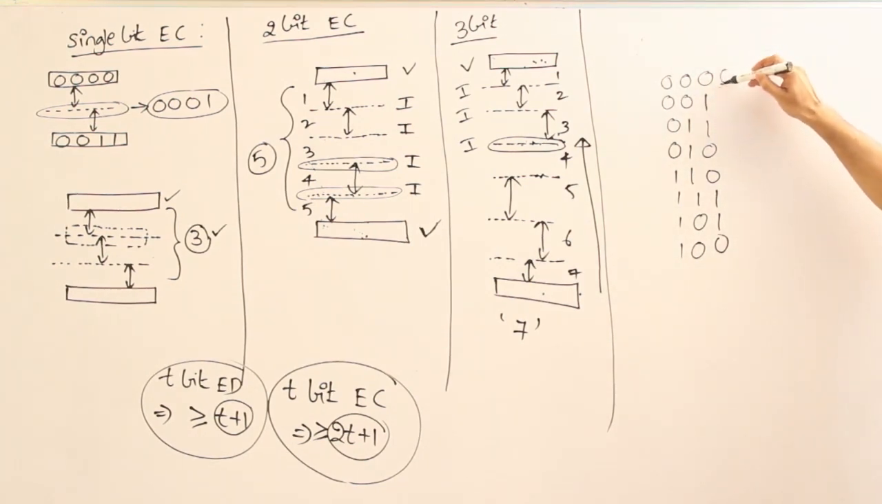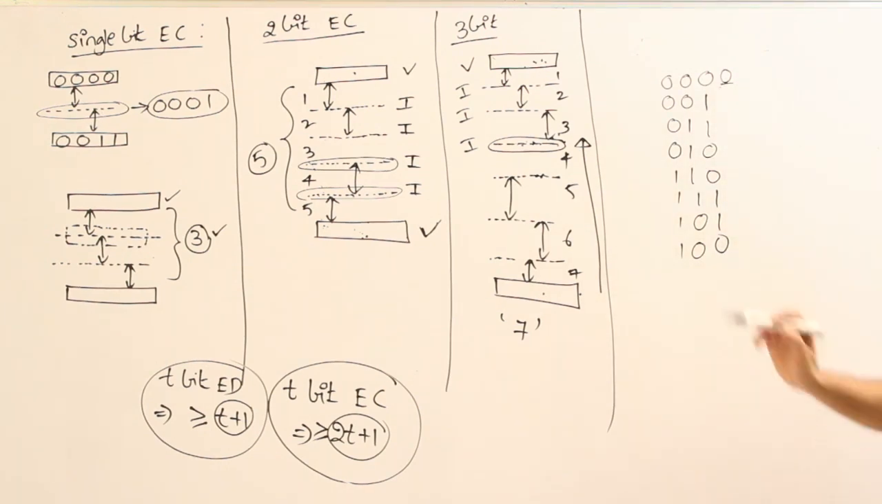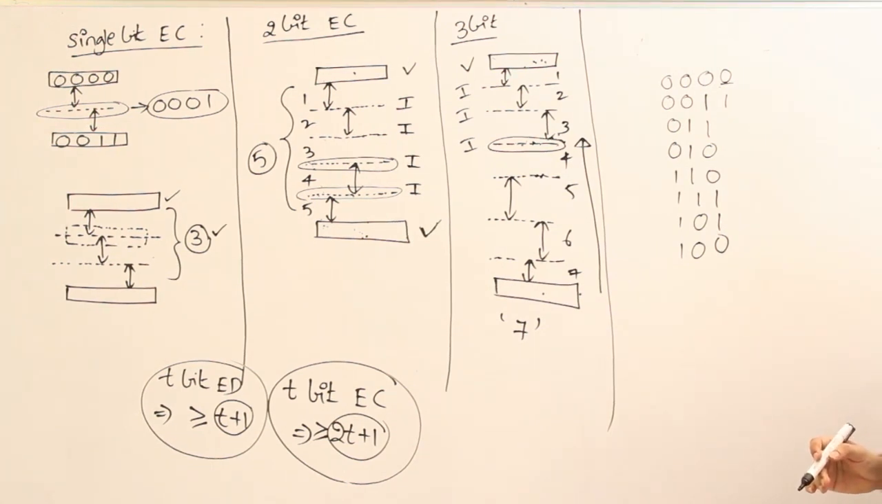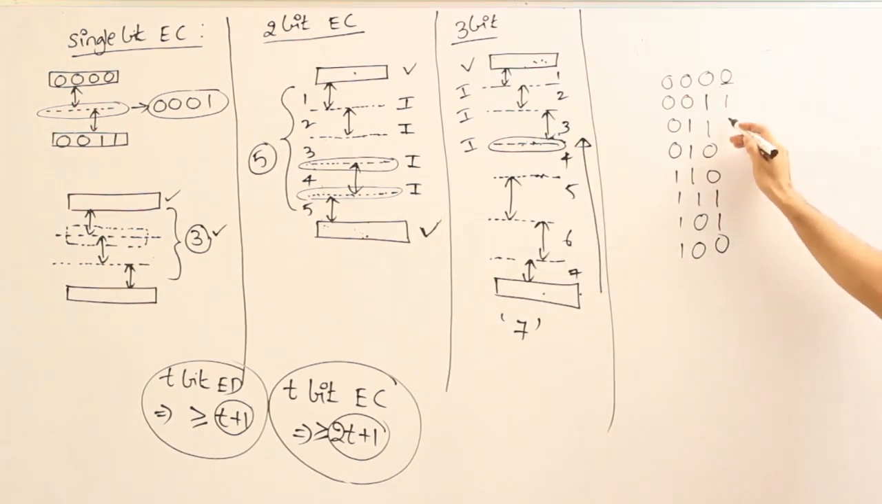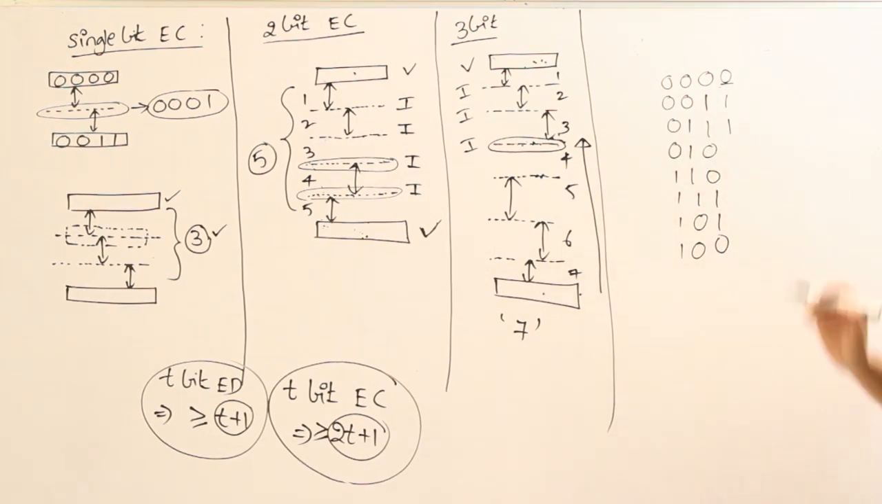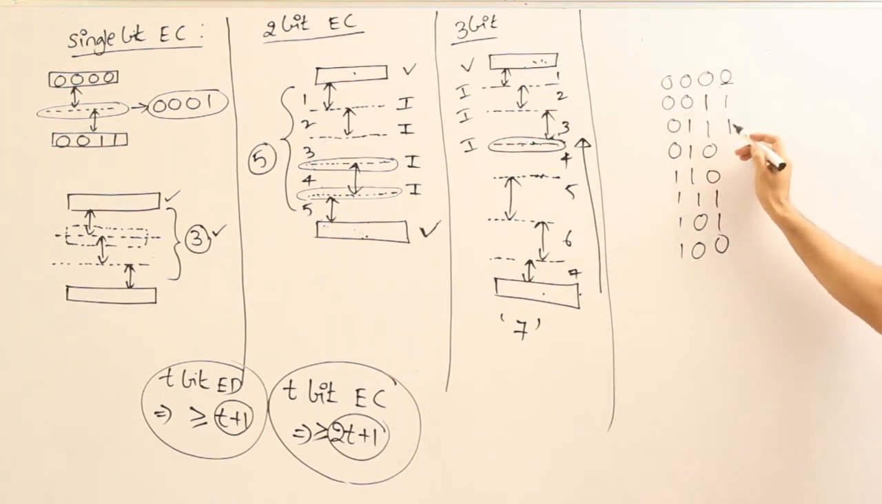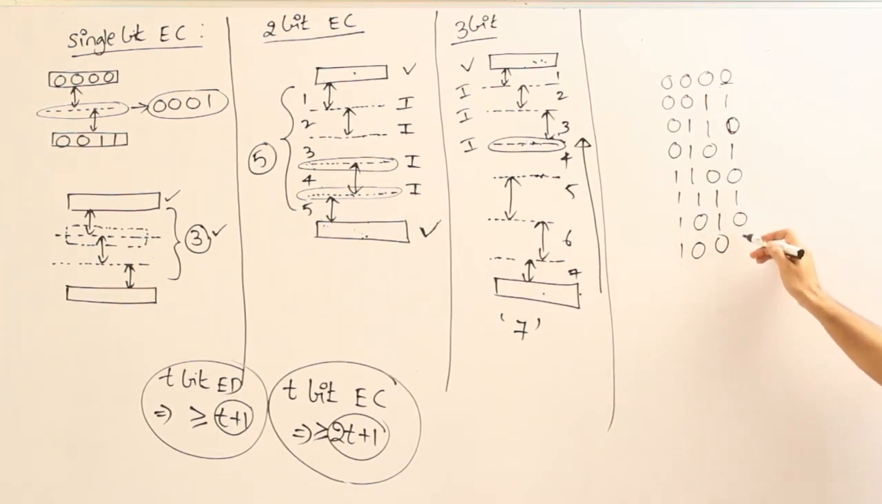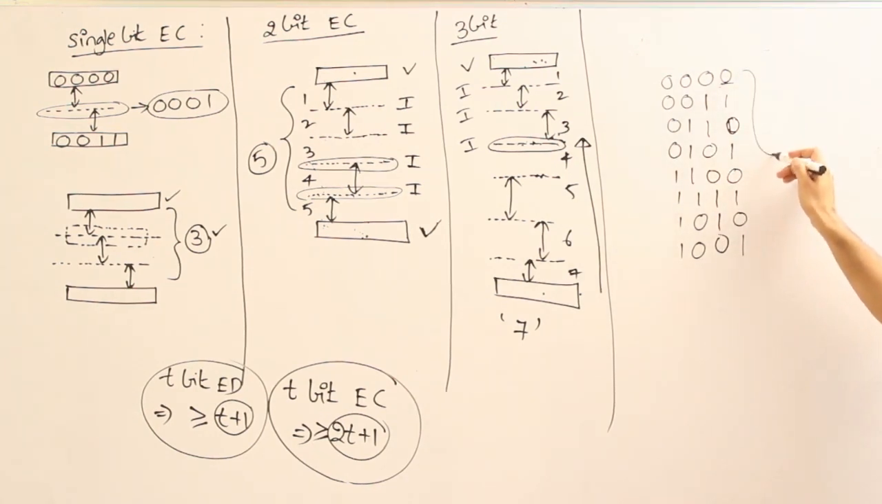So if I add a 0, the number of ones is going to be even. Why? Because the number of ones is 0. So what should I add here so that the number of ones in this pattern is even? 1, because then the number of ones is going to be 2. Now what should I add here? 1. Are you getting this? 0, because the number of ones is even. What should I add here? 1. What should I add here? 0. I'm just trying to make it even parity. What should I add here? 1, 0, 1.